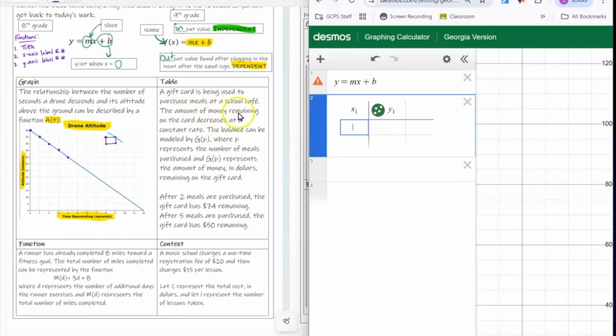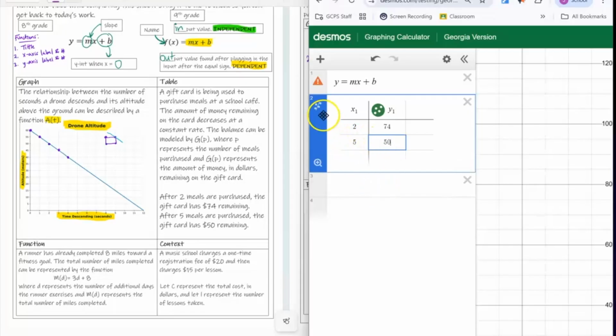A gift card is being used to purchase food. The amount of money on the gift card is decreasing, so I should expect my slope to be negative. The balance can be modeled by G of P, where P is the number of meals purchased and G of P is the amount of money in dollars remaining on the gift card. After 2 meals of purchase, the gift card has 74 remaining. Okay, there's my table. After 2 meals, it has 74, right? Then after 5 meals, it has 50.